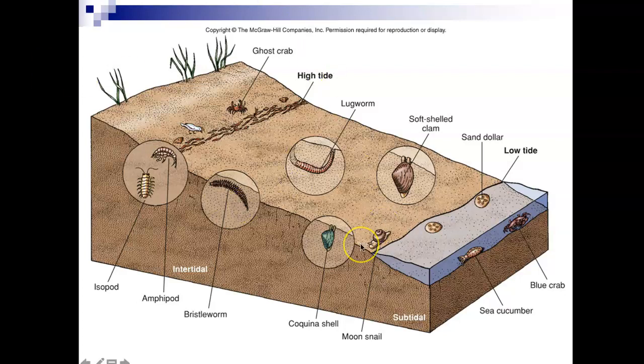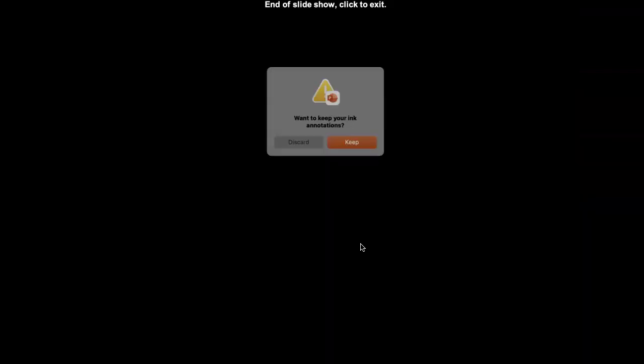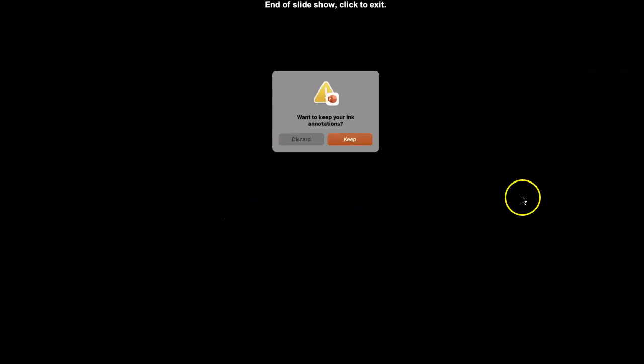Again, we're just not going to talk a whole lot about your sandy beach communities, because those interstitial spaces are well sorted and larger, and so water is going to drain more quickly. There's going to be less meiofauna in your sandy beach community than there is in your estuarine communities. So it's just going to support a little bit less in terms of biodiversity and overall animal life.